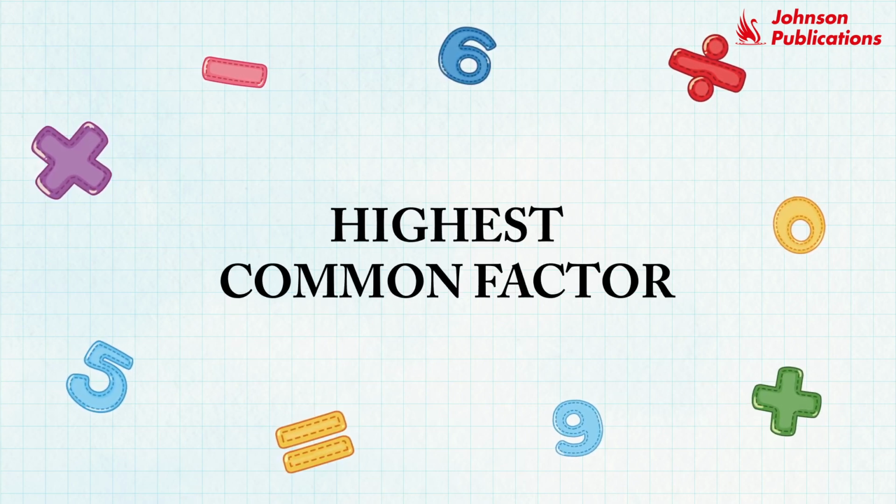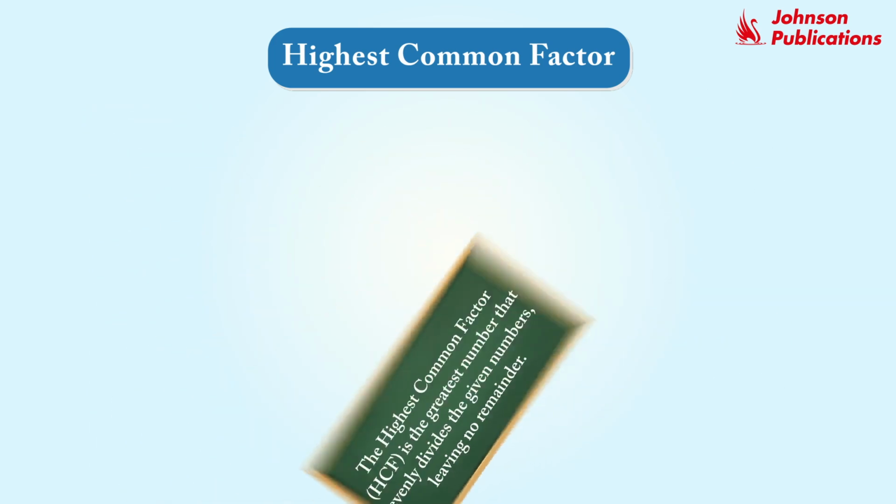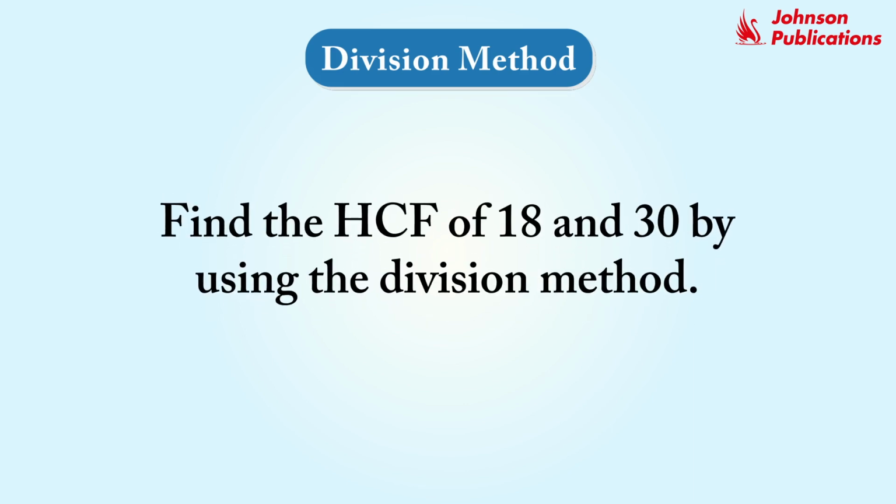Highest common factor. The highest common factor is the greatest number that evenly divides the given numbers, leaving no remainder. We will learn to find the highest common factor using two methods. 1. Division method. Let us find the HCF of 18 and 30 by using the division method.